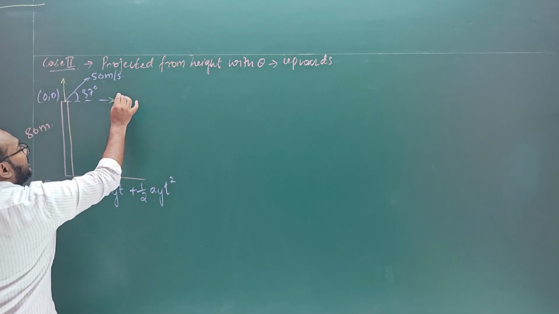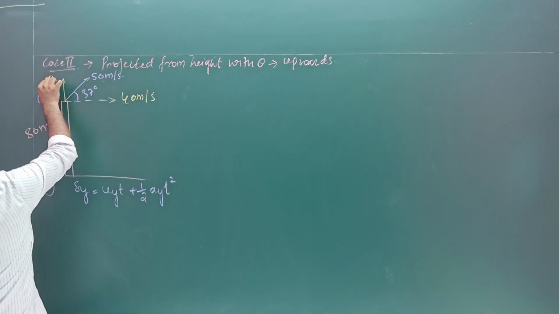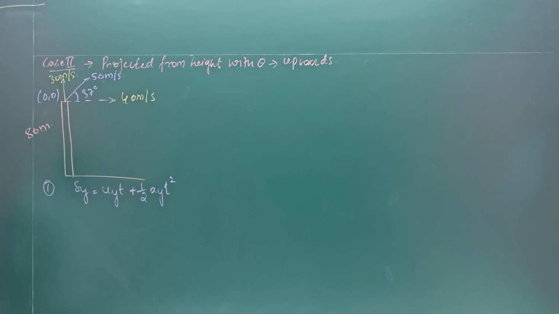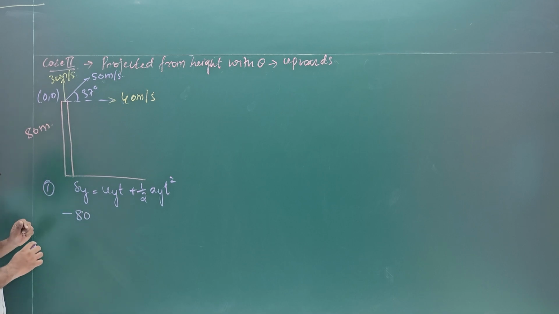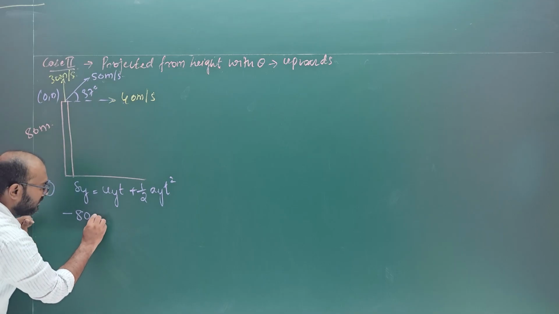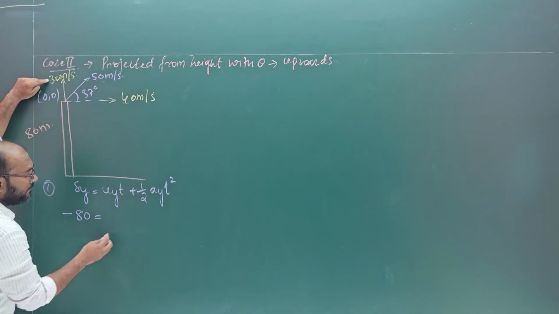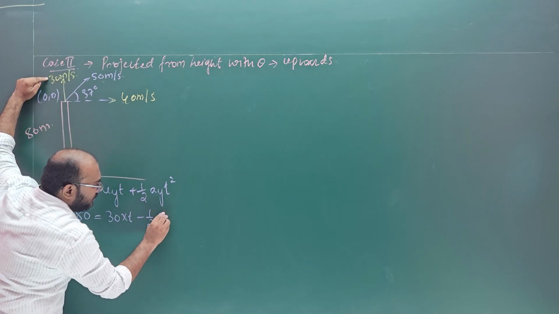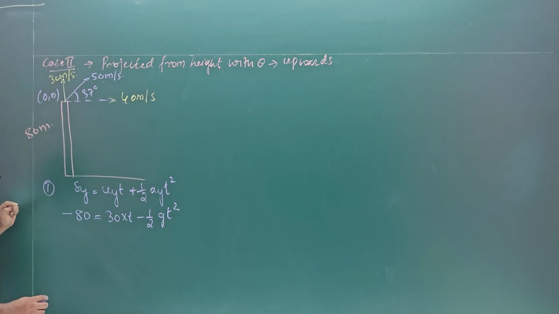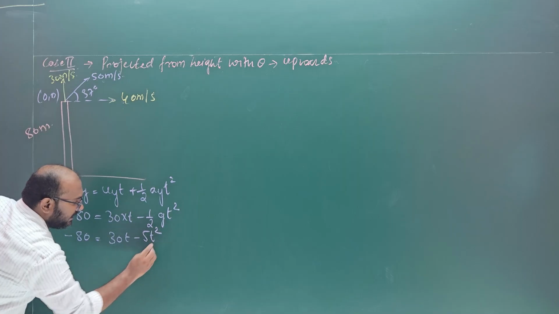That means this becomes 50 cos 37, and that is nothing but 4 by 5. Then this becomes 40 meter per second, and this becomes 30 meter per second. Now all we need is to substitute the values here. So SY, what is the displacement? That is minus 80. Minus 80 is nothing but UY, which is 30 in the upward direction, so 30 into T, minus half of g t square. So minus 80 equals 30T minus 5T square.